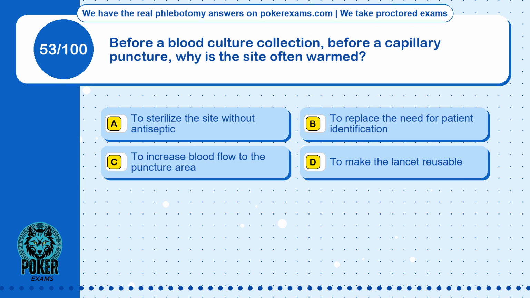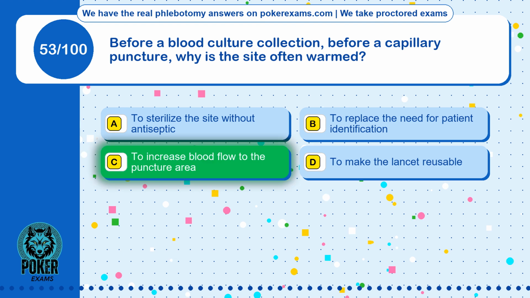Question 53. Before a blood culture collection, before a capillary puncture, why is the site often warmed? Option A, to sterilize the site without antiseptic. Option B, to replace the need for patient identification. Option C, to increase blood flow to the puncture area. Option D, to make the lancet reusable.